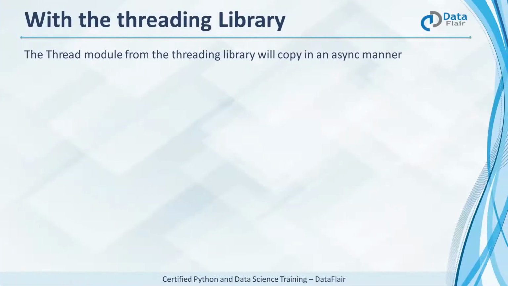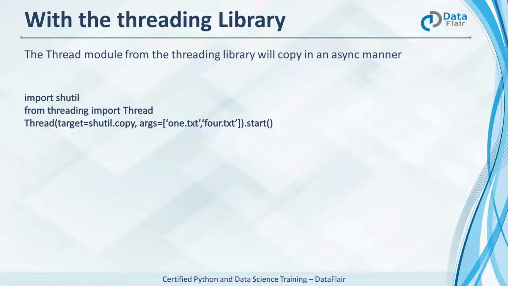Let's do this with the threading library now. This has a thread module. This carries out copying in an asynchronous manner. Let's import shutil and thread from threading. Create a thread with the target command as shutil.copy and arguments as a list with the names of the original file and the name of the copy and call start on this. This creates the file 4.txt. This is a copy of 1.txt.